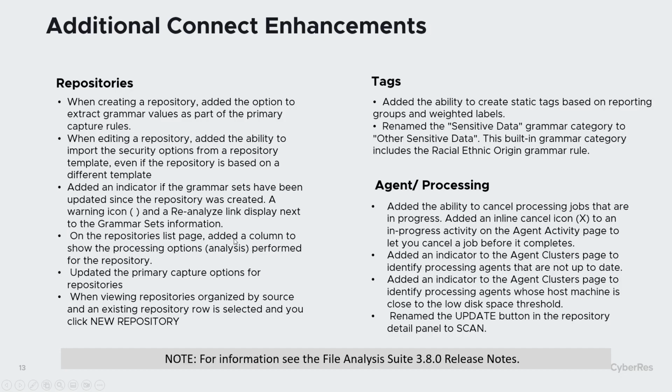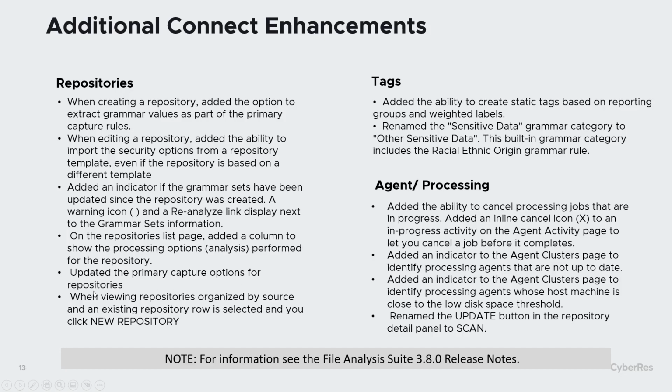On the repositories list page, we've added a column to show processing errors performed by the repository. So this is quite useful to see if those processing options are displayed. There's now a C or an E to tell you whether it's been collected, C, or enriched, E. So all of this information is available to you. You'll see more information in the document release notes of all the different codes that are shown for that column of how the processing options display.